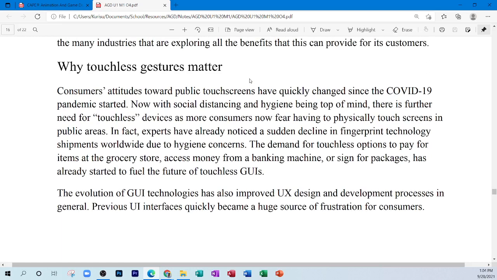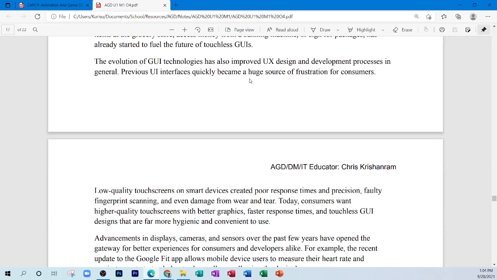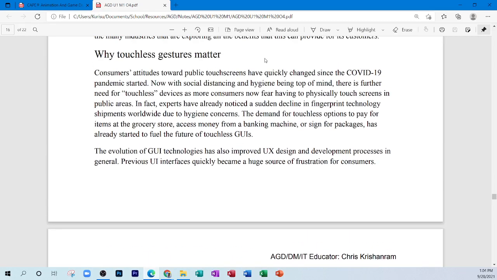So, what is one need that persons have for gesture-based UI? Or why are persons interested in gesture-based UI? To avoid unnecessary contact with public spaces. Mm-hmm. Why do you want to avoid that? Because of the fear of the COVID-19 pandemic. So it's mainly to pay for items at the grocery store, sign for packages.